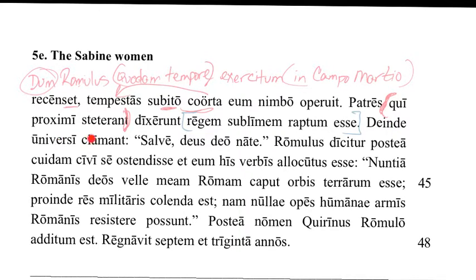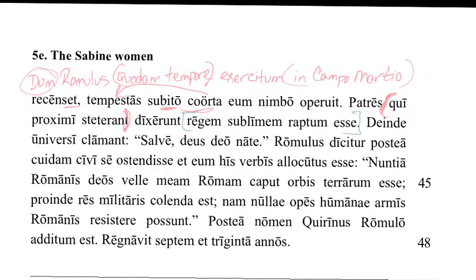Diende, universi clamant, salve Deus, Deo nate. Oh, wow, this is a pretty big deal. You disappear, and you get a new name, apparently. Deus. So what's this Deo nate? I think nate here is vocative. God, born from a god. Because remember, Romulus is like Mars' son or something.